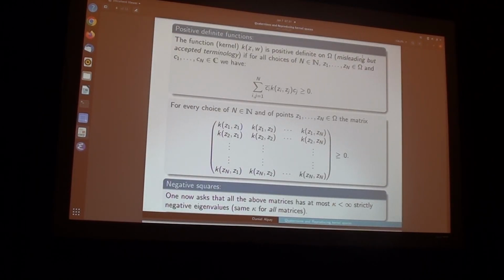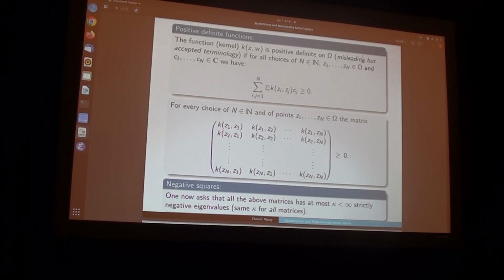So let me begin with the first definition, positive definite functions. I would like to say that the word definite is misleading because there is nothing definite here. These are not strict inequalities, but this is the accepted terminology, so I will stick to it. You have a function, or a kernel if you want. It will be called positive definite if all these terms which you can see on the slides are non-negative, and equivalently, if all these matrices are non-negative. These are Hermitian matrices, and they should be non-negative.